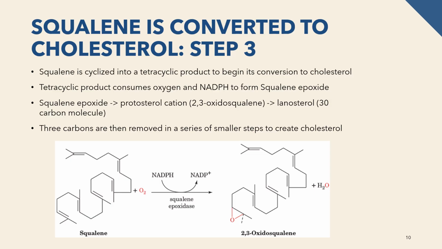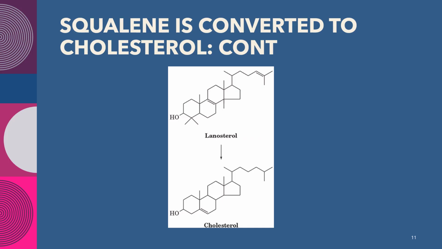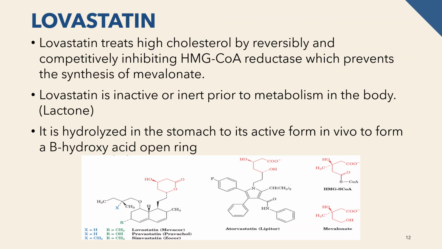And to get to cholesterol from this state, we need to remove 3 carbons. You can see in the visualization from the textbook, the bottom molecule, the cholesterol, the bottom left where that fork used to be is removed, and sort of middle bottom of the cholesterol, there's another carbon removed for a total of 3, leaving us with 27. And that brings us to lovastatin.